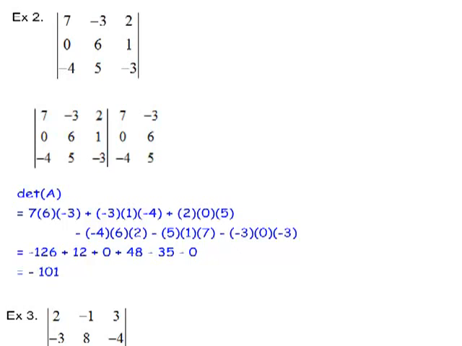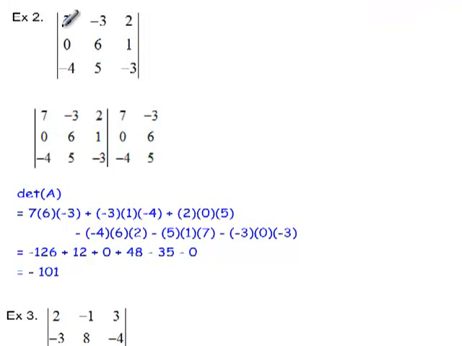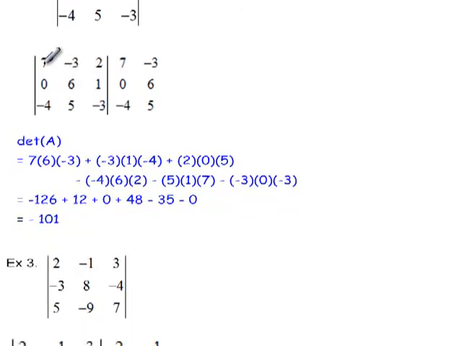So again, what you're going to do with number 2, same thing. I just set up a general 3 by 3 matrix to let you practice. So again, stack the first 2 columns nicely. And you're going to multiply numbers along the diagonal. So 7 times 6 times negative 3. First bunch. Negative 3 times 1 times negative 4. 2 times 0 times 5. You know, that will be 0 later on.